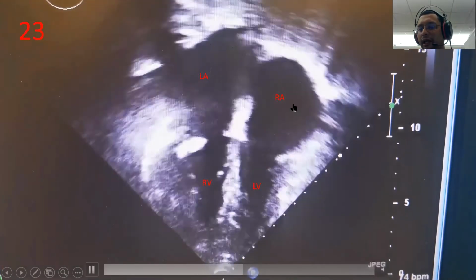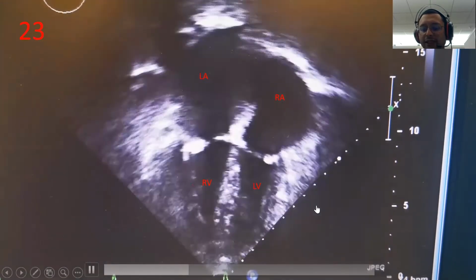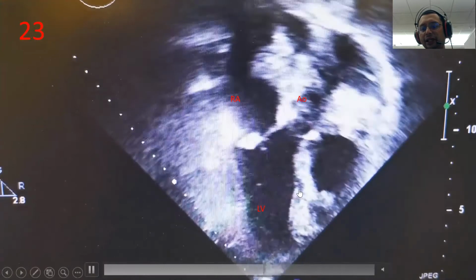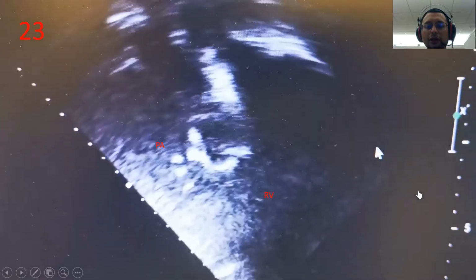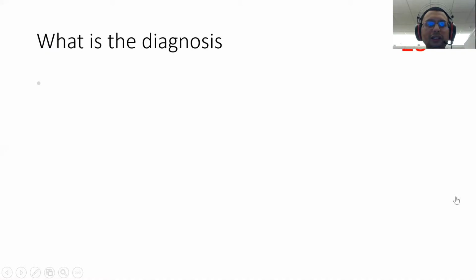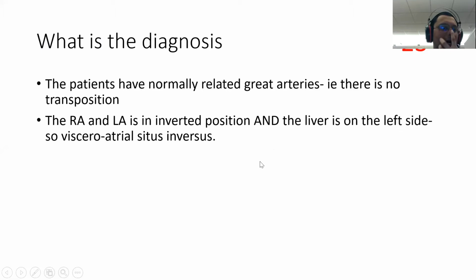You can see RA on the left side and LA on the right side. The LV and RV are in the correct place. You can see this is RA, LV, and aorta. So this is a wrong arrangement. Again, another wrong arrangement of RV to pulmonary artery. So the patient has normally related great arteries, i.e. there is no transposition. The RA and LA are in inverted position and the liver is on the left side. So this is a visceral atrial situs inversus.